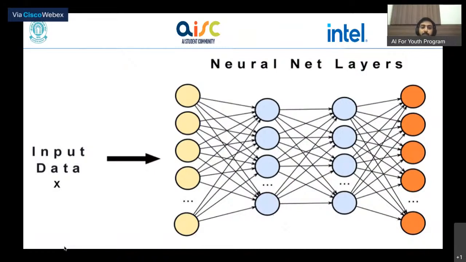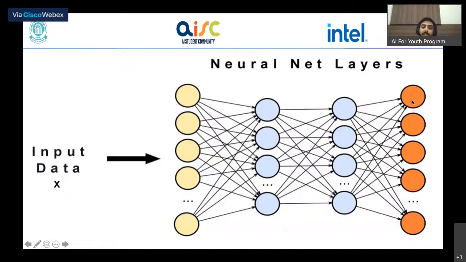So in a neural network model, there are three main layers. We have the input layer, which gets the input from the system, right? It passes that information on to the next layer, which is the hidden layer. As you see, the yellow circles are your input layer, the purple circles are your hidden layers, and the orange circles are your output layer.